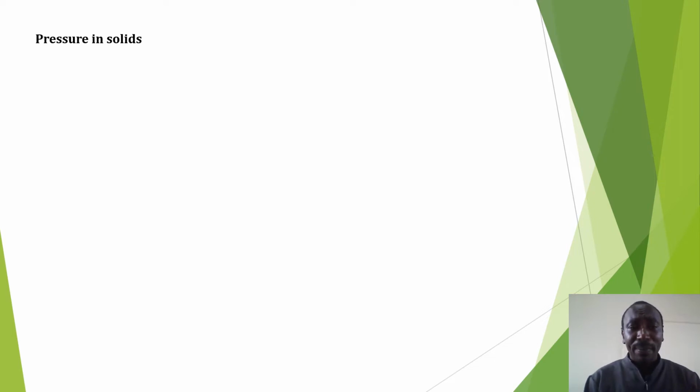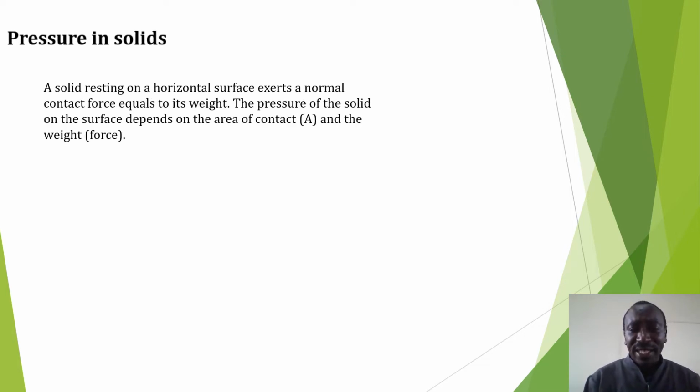Also, let us look at pressure in solids. A solid resting on a horizontal surface exerts a normal contact force equal to its weight. The pressure of the solid on the surface depends on the area of contact. Remember, it is the area of contact at which the body is resting on a horizontal plane. That part which is touching the surface is what we call the area of contact, not the surface area, not any other area, but the area of contact.